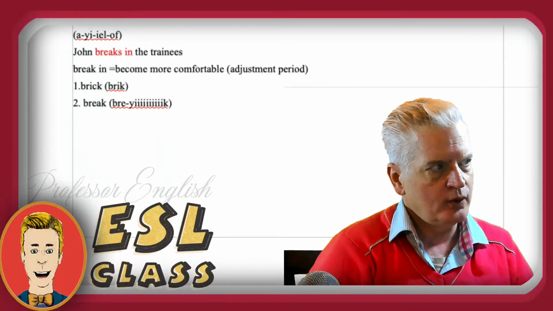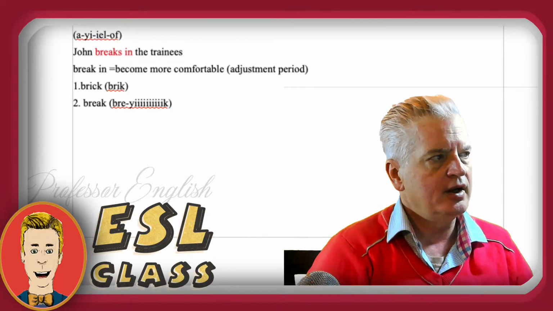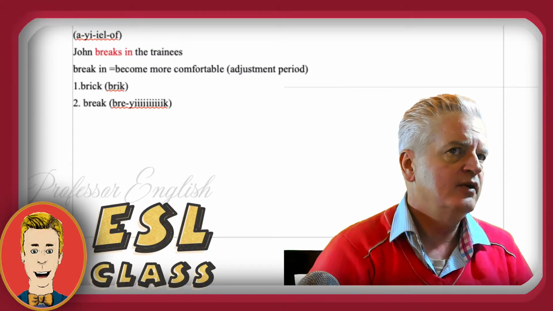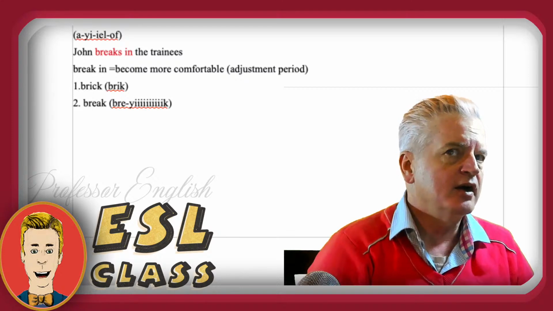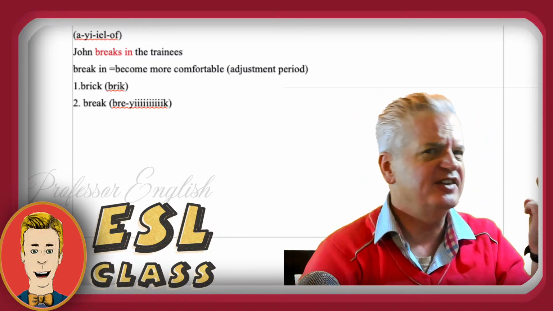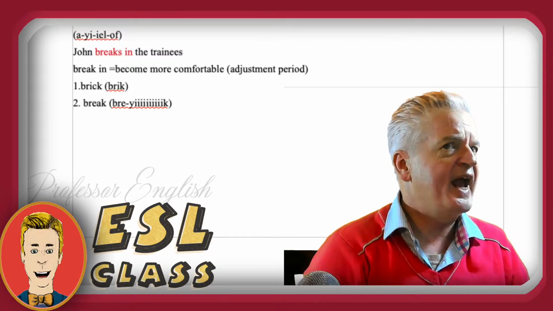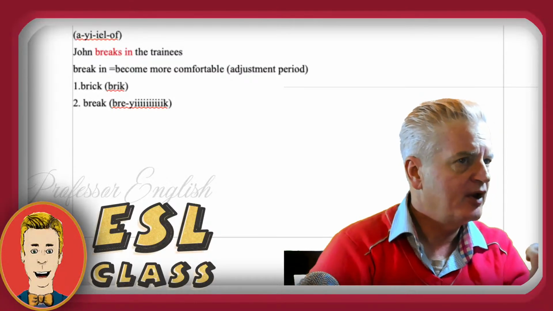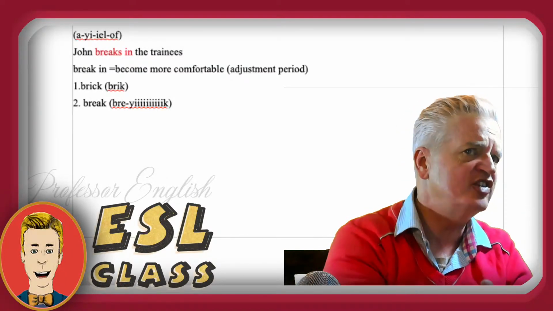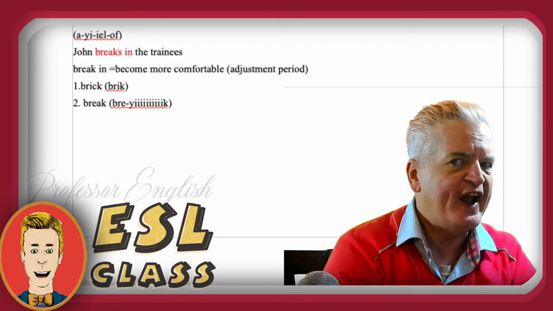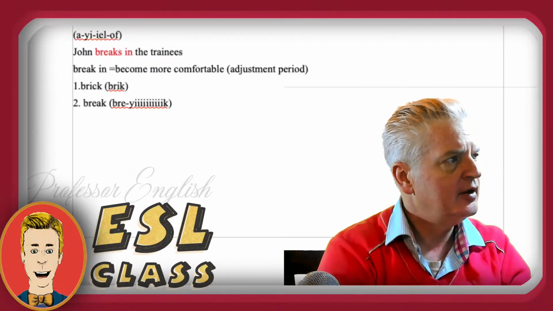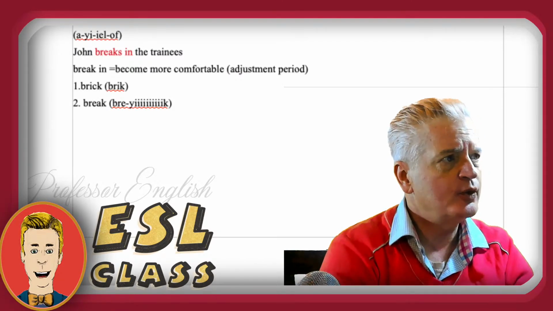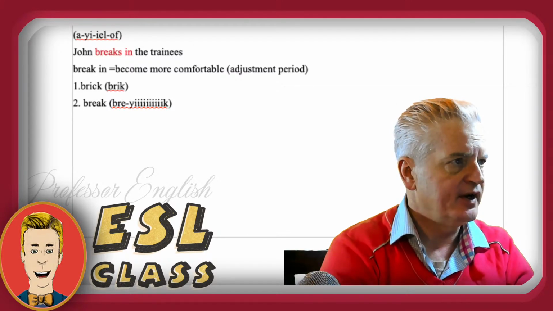Here's one more difference between number one and number two. Number one is a very pure sound. Not much happening there. Number two is a more complex sound. It has like three sounds in it. Break. That's like three different sounds. And the last two sounds, you really push out air. Break. That's number two. Brick. That's number one. So three big differences right there.